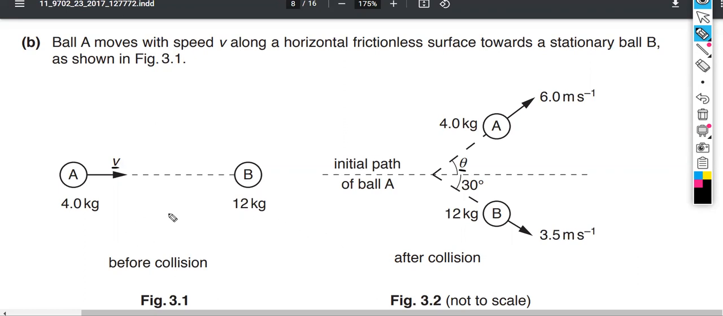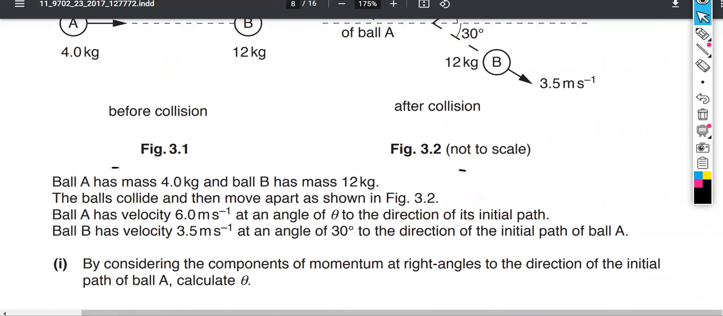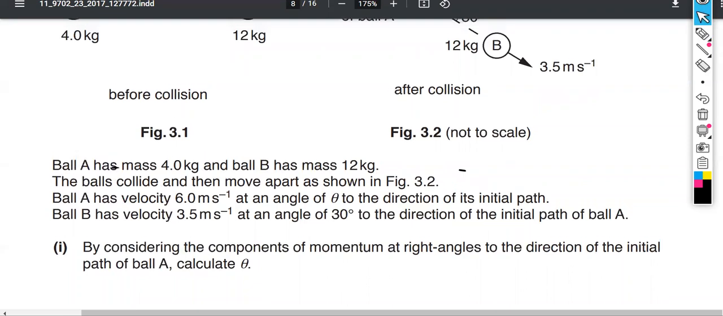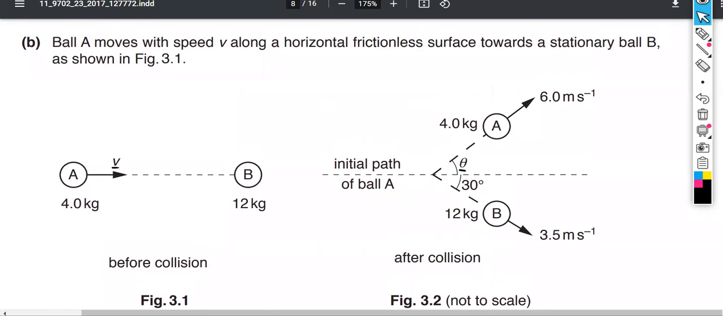The initial momentum in the y direction is sort of absent, right? There is no y component of momentum, but we see that over here. And so the initial y component of momentum equals the final y component of momentum. We have to keep those ideas in mind in order to solve this. The question, as we were talking about a moment ago, gives you a clue. It says, by considering the components of momentum at right angles to the direction of the initial path of ball A, calculate theta. So that's giving you a clue as to how to solve it.